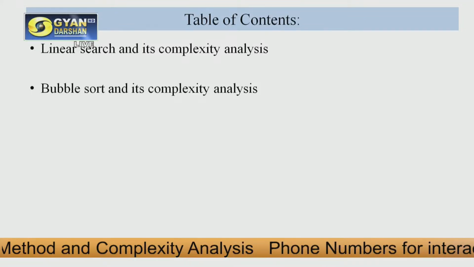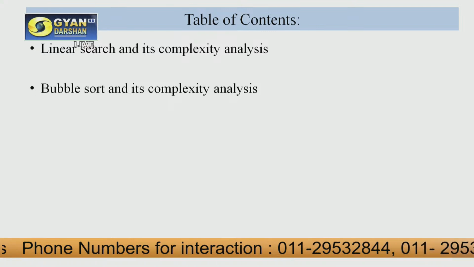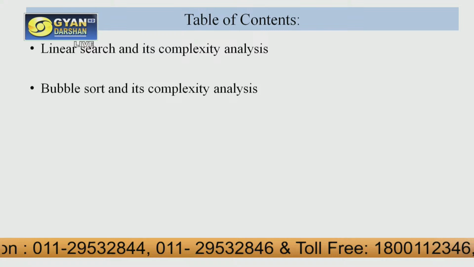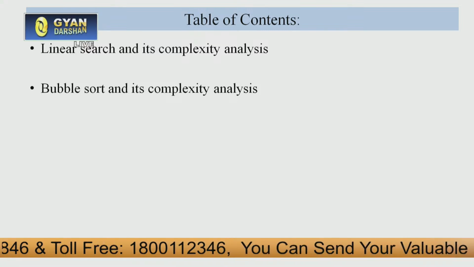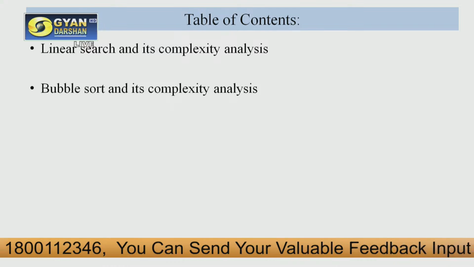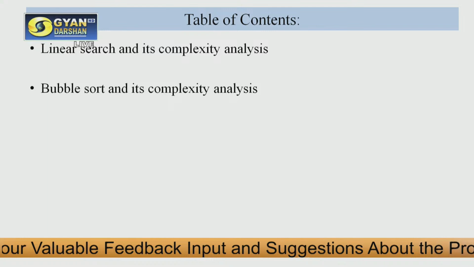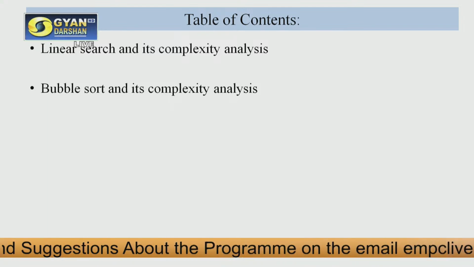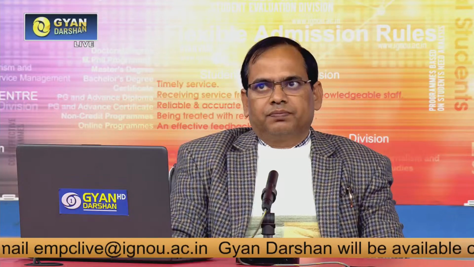One is linear search, a kind of searching method, its example, and we will also discuss its time complexity along with the space complexity. Another topic we will discuss is bubble sort. Also we will discuss the method, example, as well as the complexity analysis, both time and space complexity analysis. So let me start from the first, that is linear search.